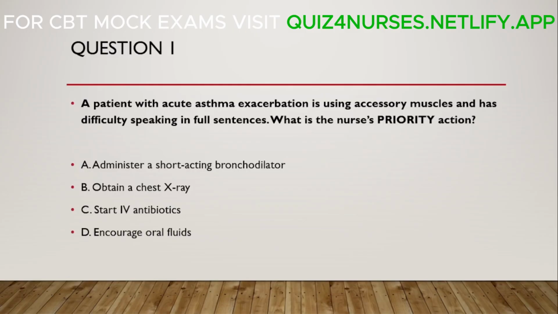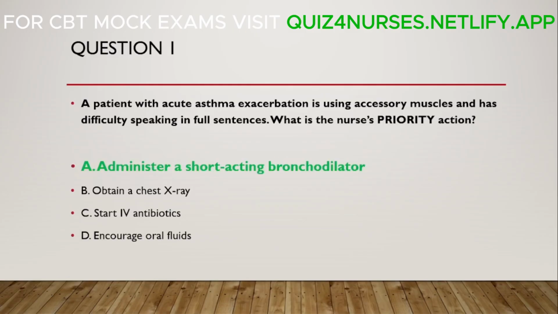So the question says, what is the nurse's priority action? So here we understand that the patient is in an emergency situation that requires urgent intervention. So we use our ABC principle, which stands for airway, breathing, and circulation. So based on that, the correct option here should be administer a short-acting bronchodilator, which focuses on dilating the airway to increase oxygen level in the lungs.